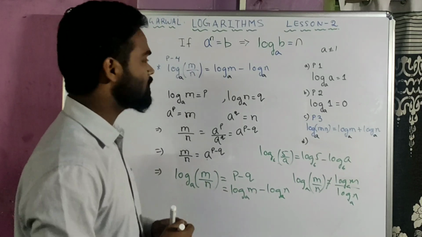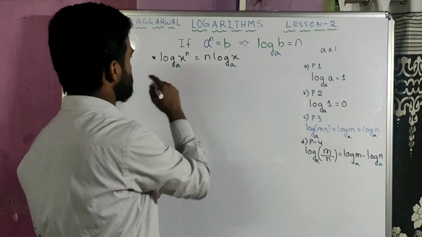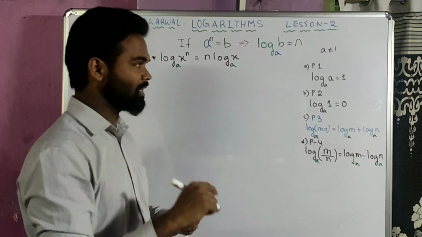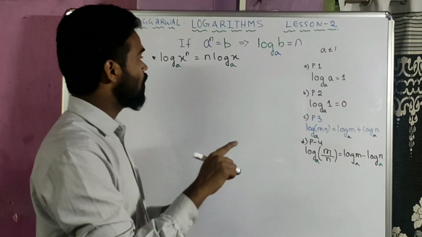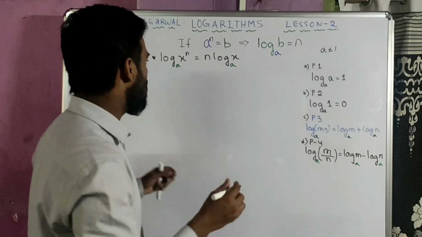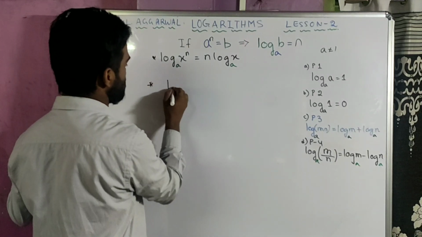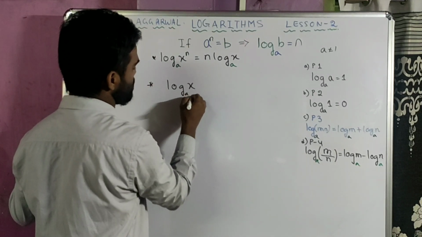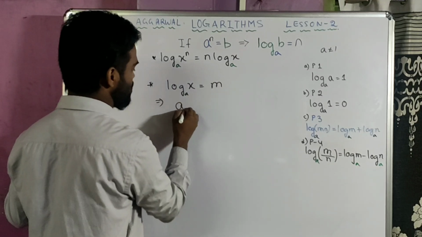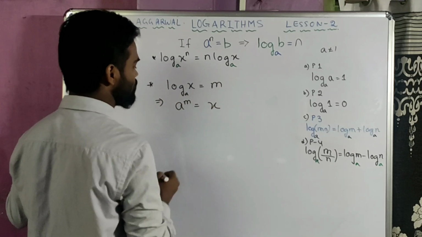Now we look at the next property. Now look at this property, the fifth one. Log x to the power n with the base a is equal to n log x base a. The power comes in front of log. How? Suppose I take log x base a as m. So in exponential form I can write a to the power m equals x.